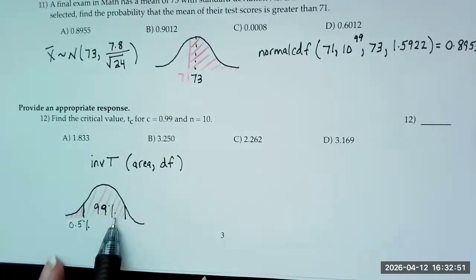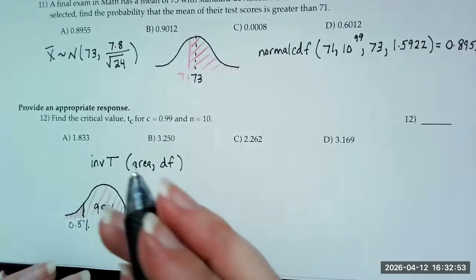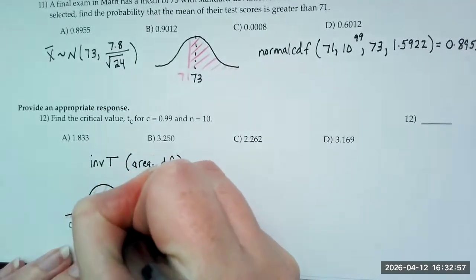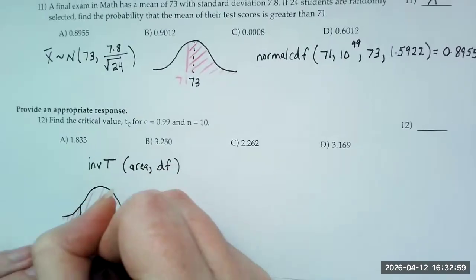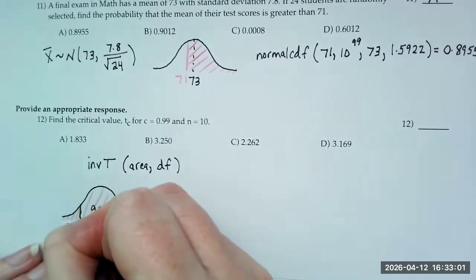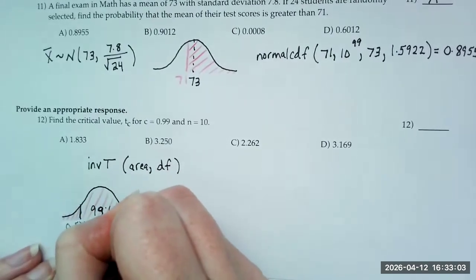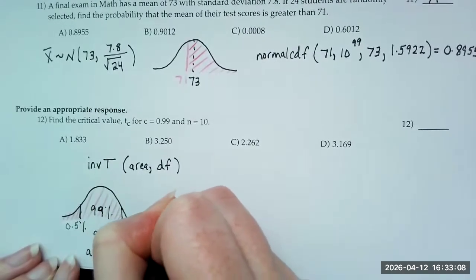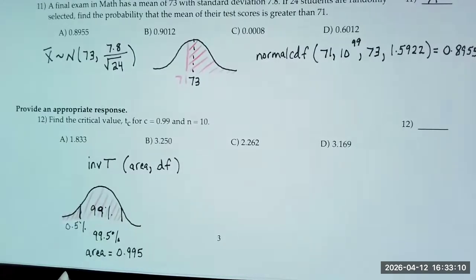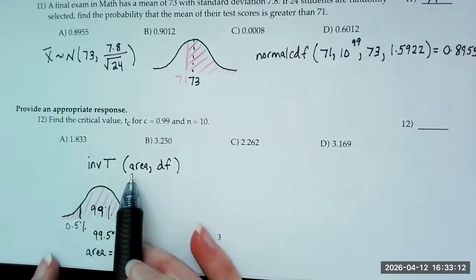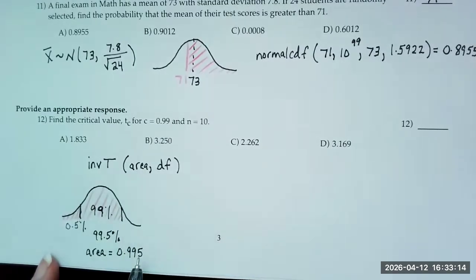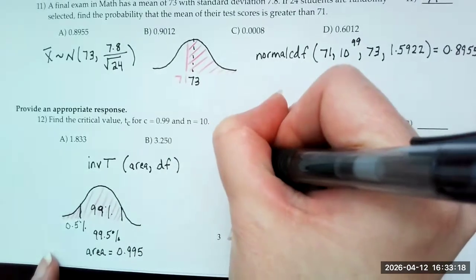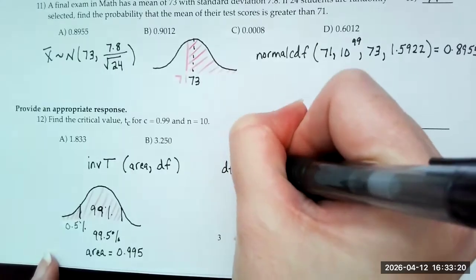So 99% and then 0.5%, that's going to be 99.5%, which if we write that as the area, we want to turn it back into its decimal. So that's going to be 0.995 for the area. So into the calculator, when we get to the area part for the inverse t, we're going to put 0.995. And then degrees of freedom is always n minus 1.